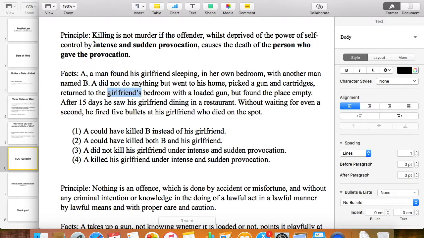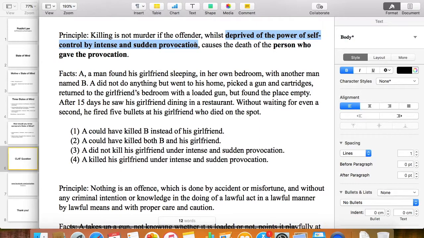Now, whether there's an intense and sudden provocation, and whether he was deprived of the power of self control, right? This is also important. So whether he was deprived of the power of self-control. Now here you're talking about a situation where a person is not thinking straight, right?